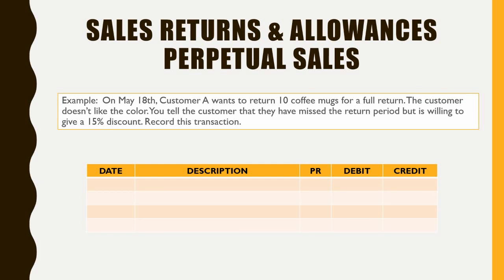Scenario 2. What if customer A wants to return 10 coffee mugs for a full refund? However, it's because they didn't like the color. And you tell them that they missed the discount period, and so with lots of arguments and whatnot, you finally offer them a 15% discount, and they're willing to accept it. So how are we going to record this?